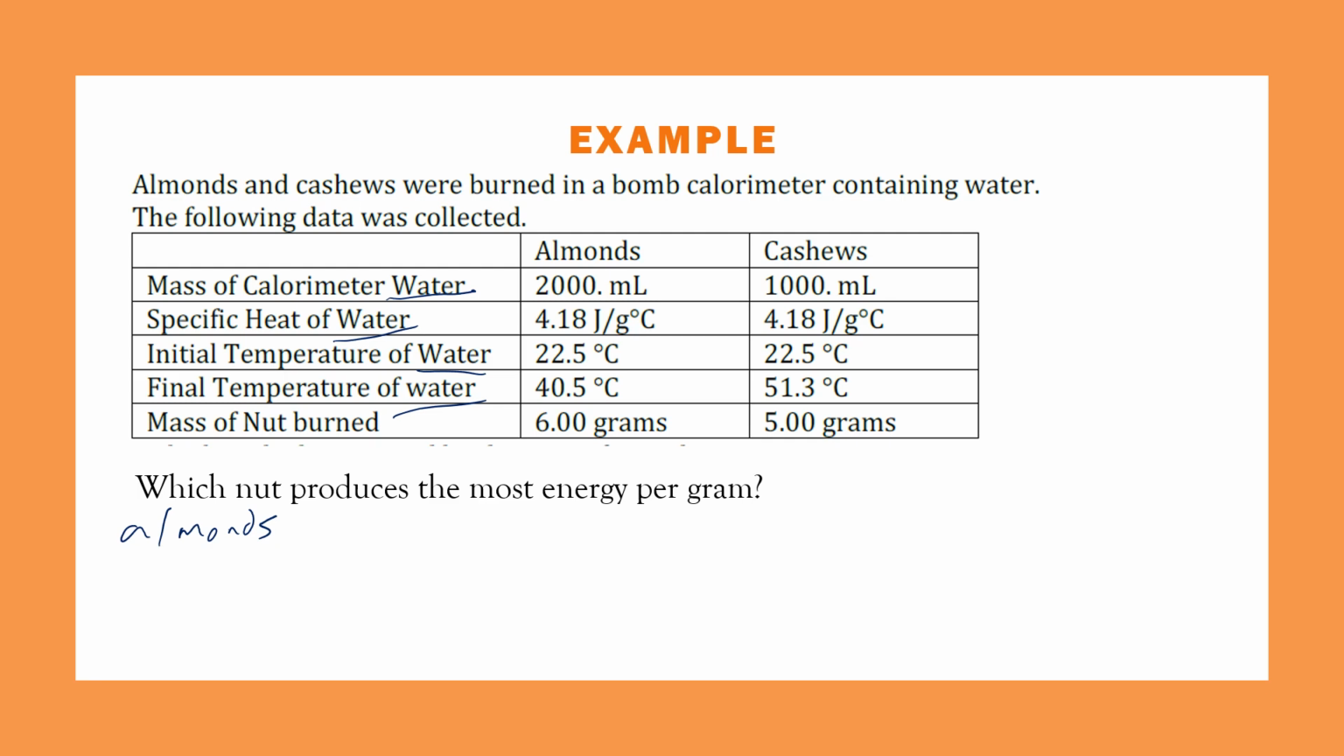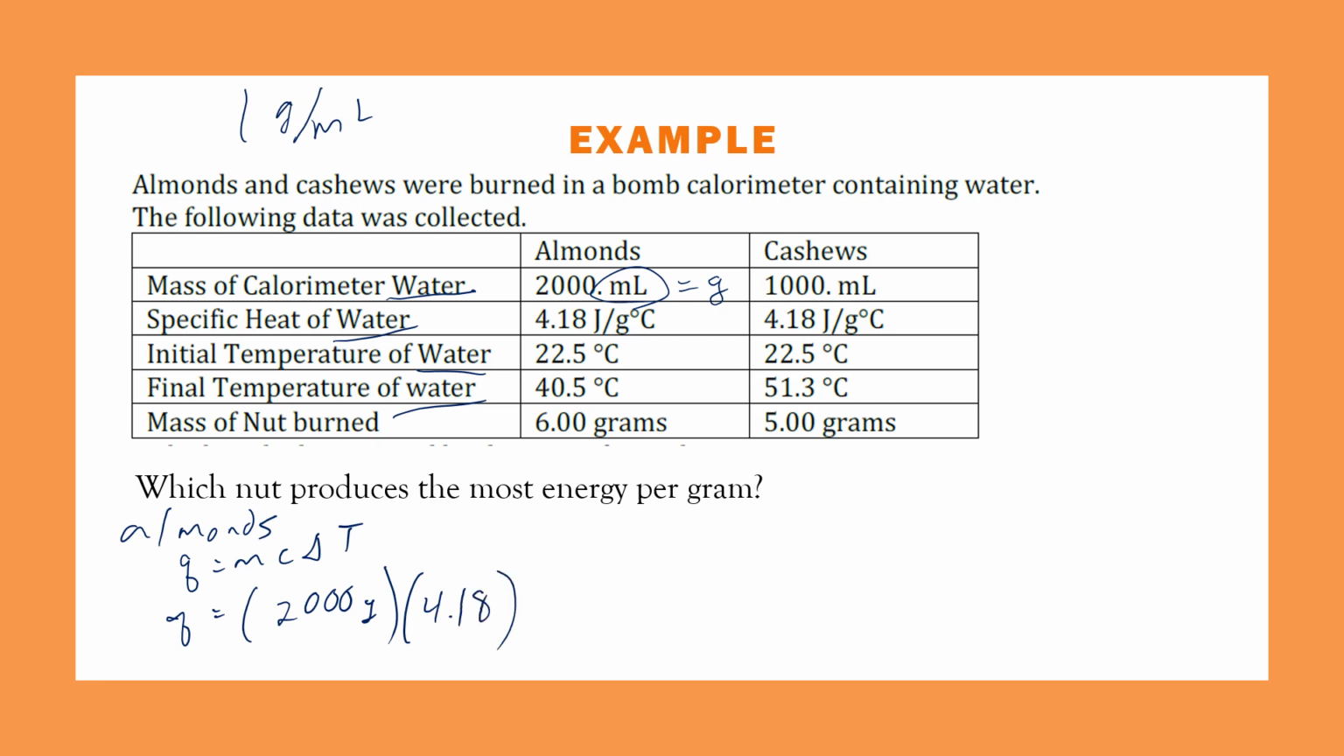One thing that you need to remember, because water's density is 1 gram per milliliter, when they give you the amount of water in milliliters, that's the same as the grams for water. So for almonds, I'm going to use Q equals MC delta T. My mass of the water is 2,000 grams. Specific heat of water, they gave us 4.184. And then the change in temperature there is 18.